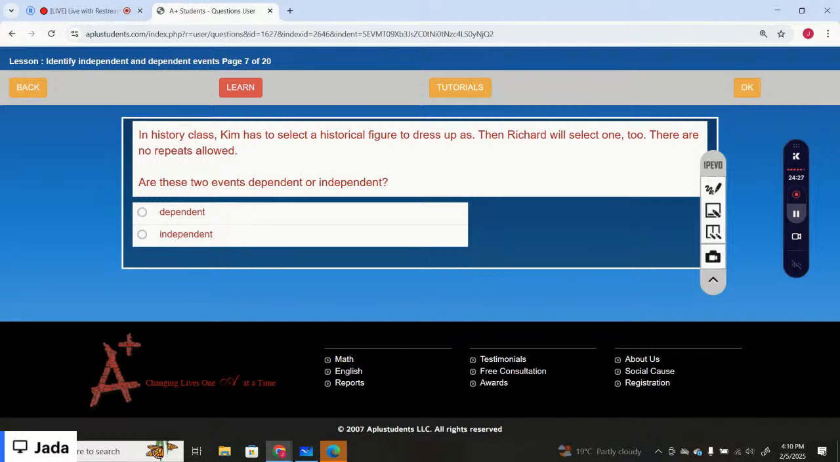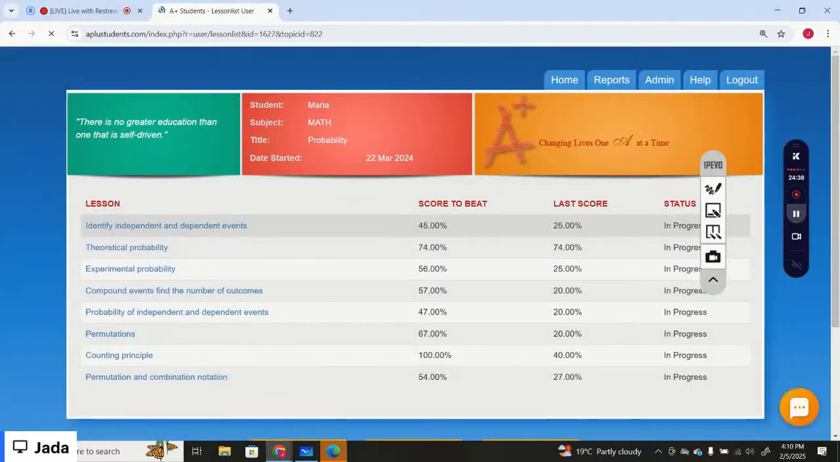Okay, you can complete the lesson by yourself later today. Let me just move on to the next lesson. The next lesson is theoretical probability. Let's just start with the next lesson.